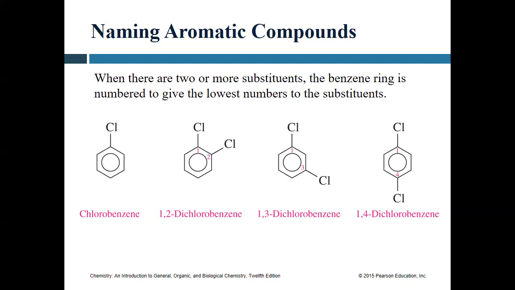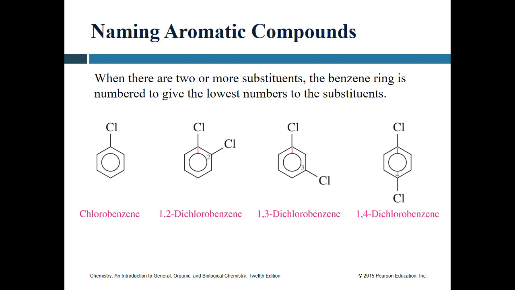We make a determination of numbers based upon giving us the lowest combination of numbers possible. So on the left here, you have chlorobenzene. Chlorobenzene is just your run-of-the-mill single chlorine on a benzene ring. Don't need to put a number to it because, again, one is assumed if it's the only one there. Stick on a second one, and now we have to number them.